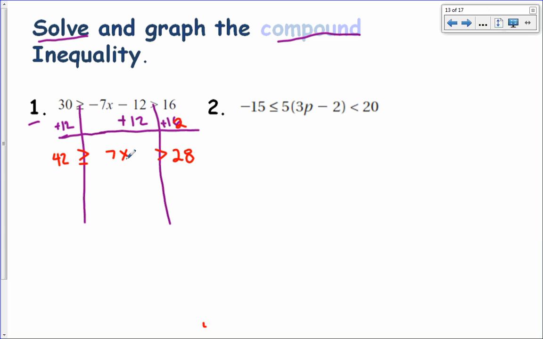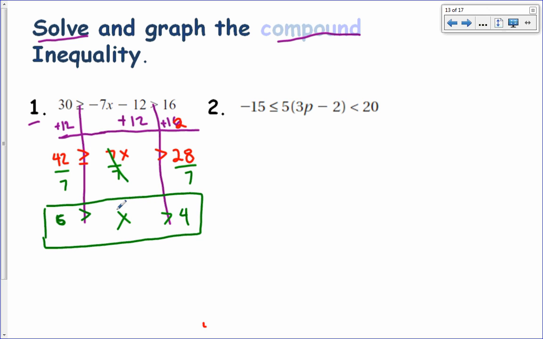Now I need to get x by itself by dividing by 7. So I do that on all three portions. This cancels out. Now x is here in the middle. I've got 6 over here on this side and 4 on the other side. I'm not going to graph this at this moment. I think you guys can handle that. X is in between 6 and 4 on the number line.